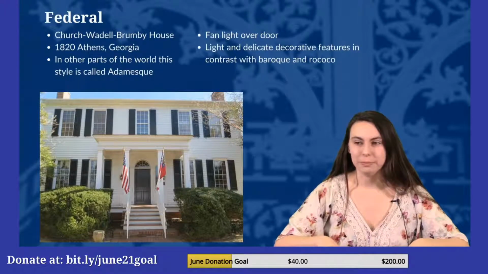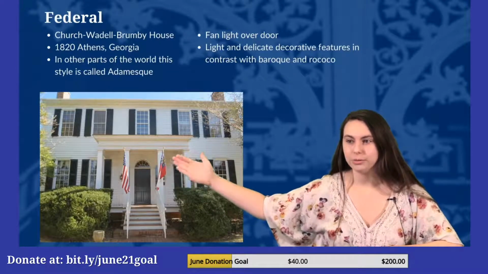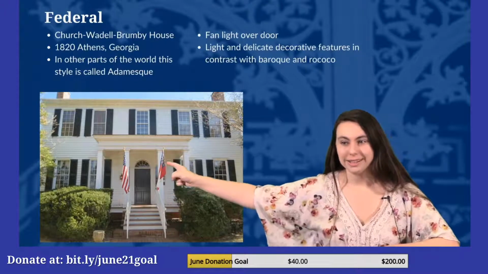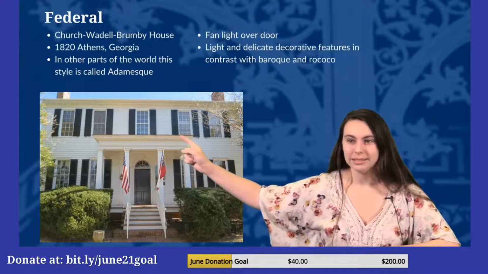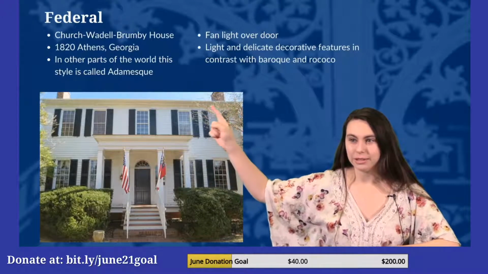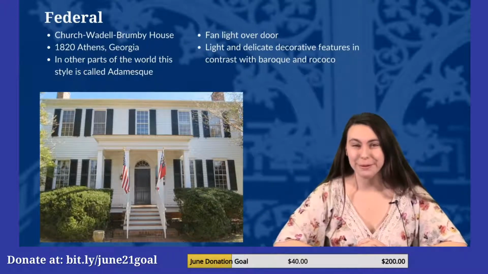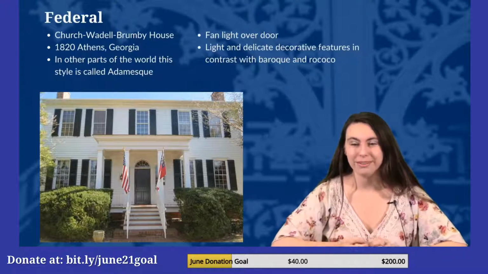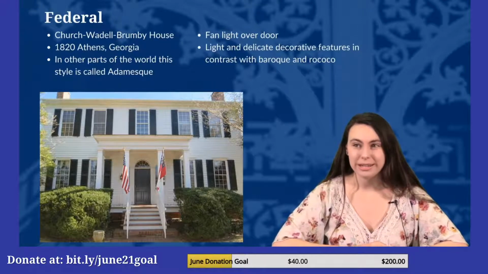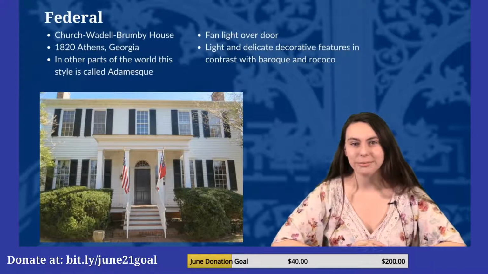If you don't have the octagonal bays like the first one, this is what most federal style houses look like, but it still has a porch with the Doric columns. It still has a fan light over the door. It has nine over nine windows. It has some dental work on the top, which is a fun thing, and then chimneys on either side. This is the Church Waddell Brumby House, which is a mouthful to say, but it's named after all of the people who have lived in that house. It was built in the 1820s in Athens, Georgia, and in other parts of the world, this style is called Adamesque, after the man who kind of invented this style, but he was Scottish.